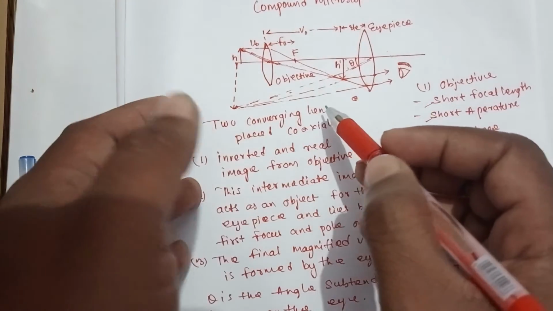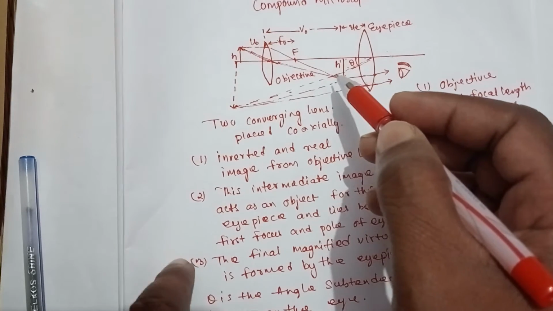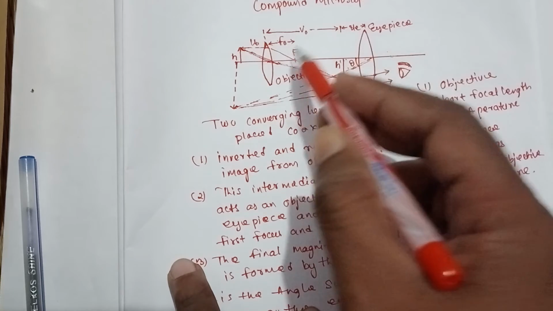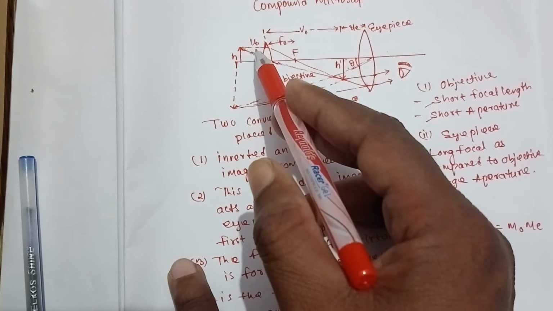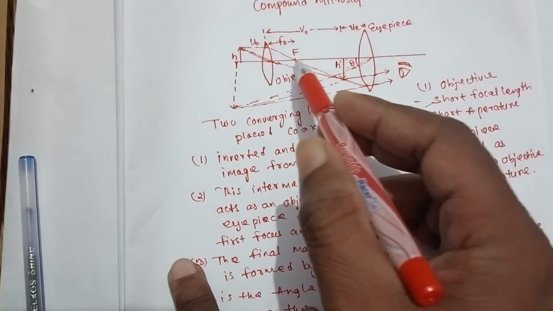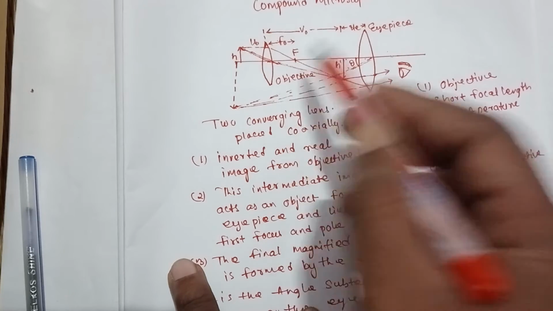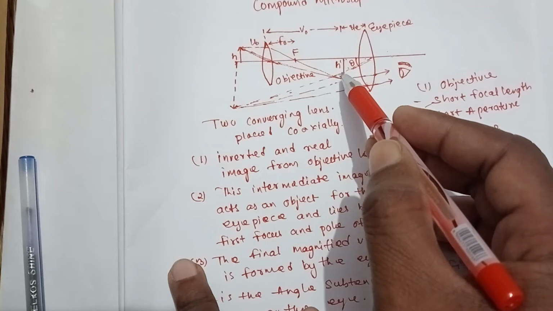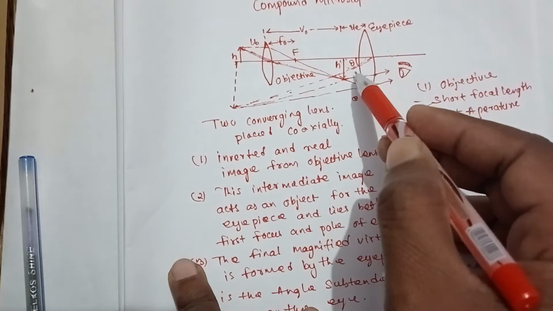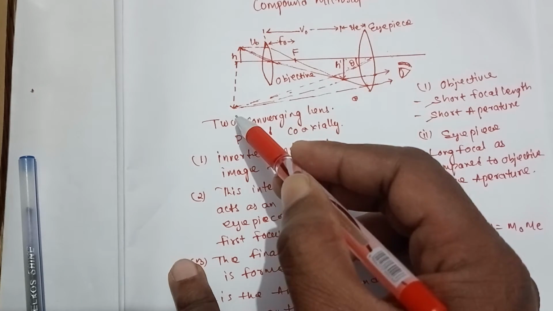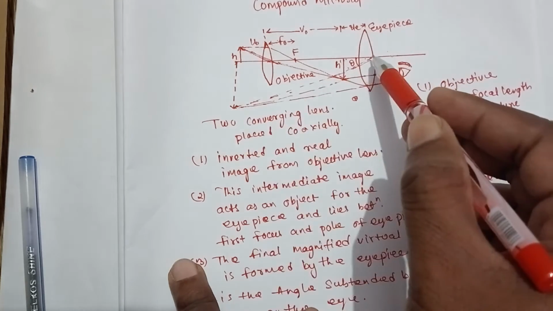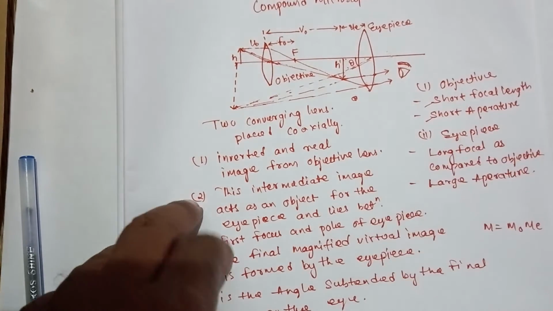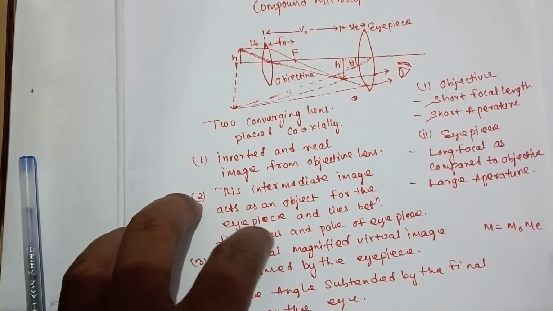So let us discuss one by one what the things are in this figure. Here is the eyepiece, here Ue, here V naught, here U naught, here F naught, and this is the first focal length, and this is the height h, and this is the h dash produced by the objective lens, and this is the enlarged image that is produced by the eyepiece. So these are the things we have discussed up till now.